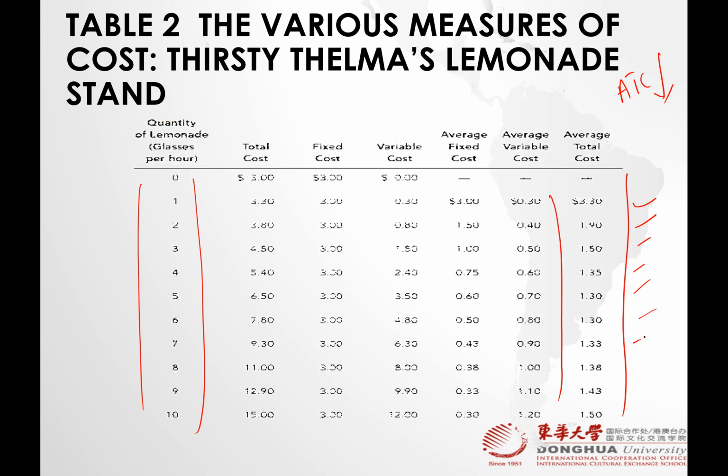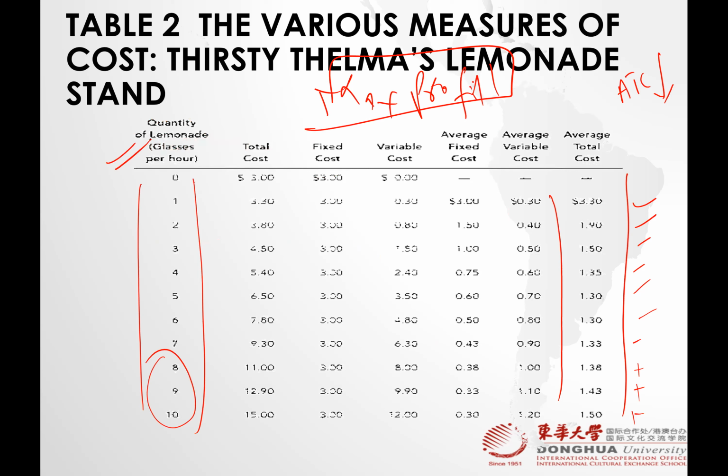And then after some points, yes, it started increasing again. So what would you be like? Which production would you enjoy? You want to have a maximum profit. So how many glasses do you want to produce?